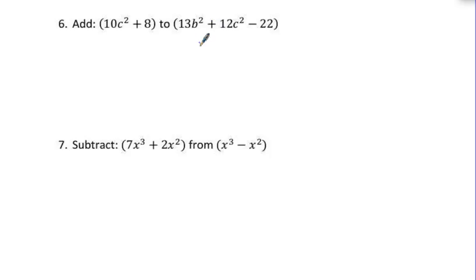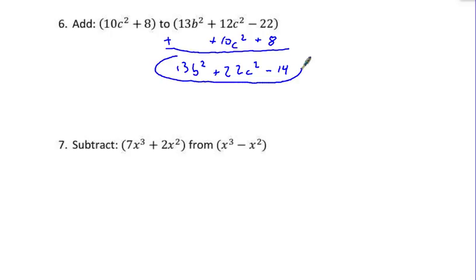Again, trying to stack up by like terms. So do I have a b squared over here? No, but I do have a c squared, which I will put positive 10c squared in the c squared column. And positive 8 is going to go in the constant column. We are set up, ready to add, and we have 13b squared plus 22c squared minus 14 as our final answer.